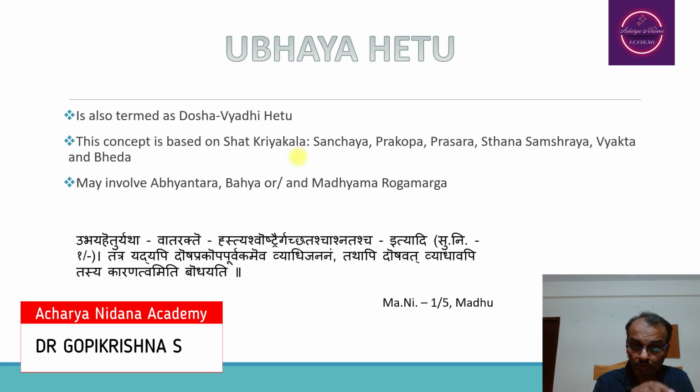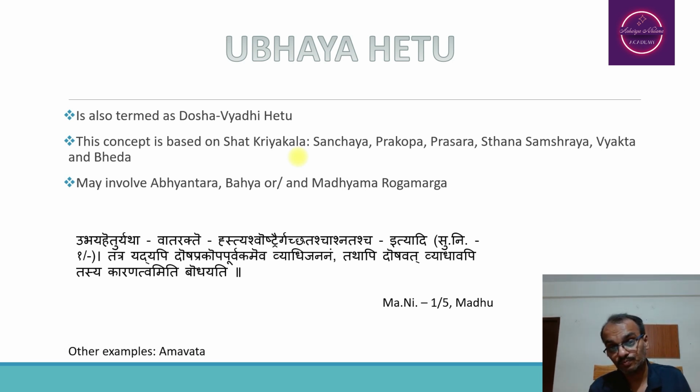The example given is Vatarakta. That means the person consumes the Nidana which may be responsible for Vata dosha prakopa plus Rakta Dhatu involvement, Rakta Dhatu affliction. Whereas the other example that can be given is Amavata. That means the person may have the impact of Ama dosha vitiation, that is, the production of Ama, plus the person may have exposure to Vata dosha prakopa.